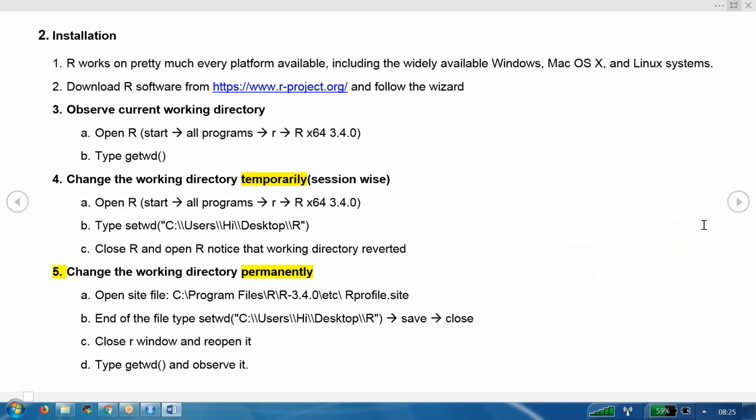Let us move on to the next one, which is called installation. Before going for that, just have a look at that one. Then I'll come back and I'll try to explain the installation. Just see the introduction.